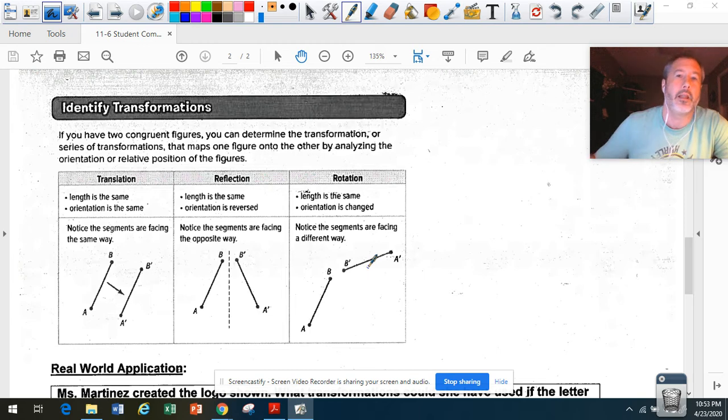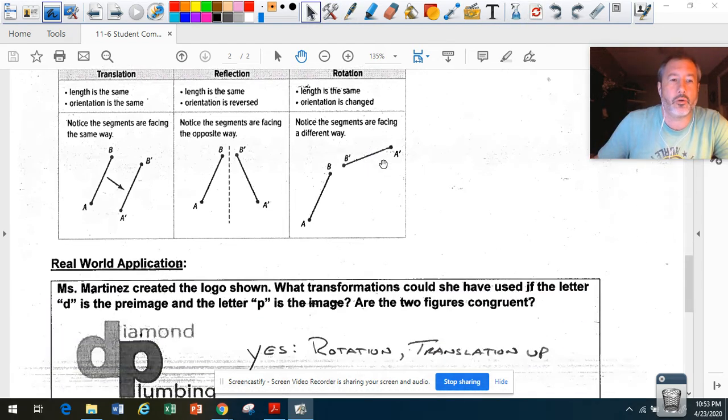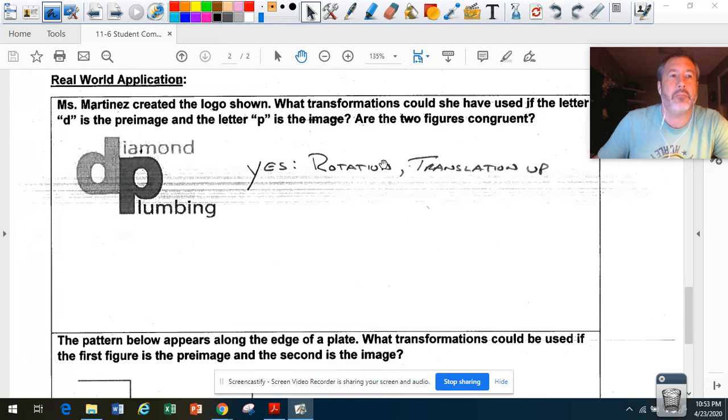Okay, very good. So let's see what we have here. Let's scroll down, last little bit. Miss Martinez created a logo shown. What transformations could she have used if the letter D is the pre-image and P is the image itself? Are the figures congruent?